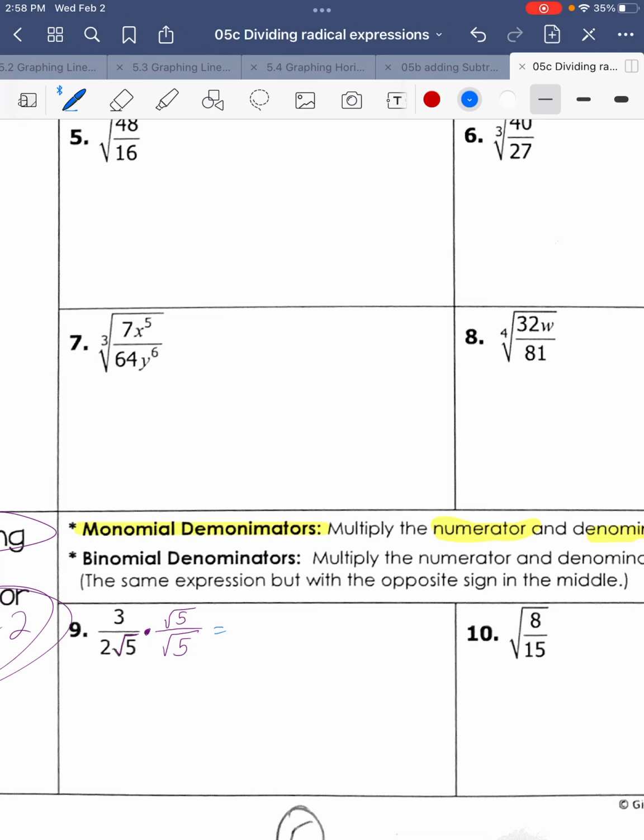of the original problem. So now I'm going to take a look at this numerator. I have 3 times square root of 5. Nothing to simplify, nothing I can put together, so it's just 3 square root of 5. Over, now I'm going to look at the denominator. 2 square root of 5 times square root of 5. So I have 2 times 1 is 2. Square root of 5 times the square root of 5, so you multiply underneath the square root.